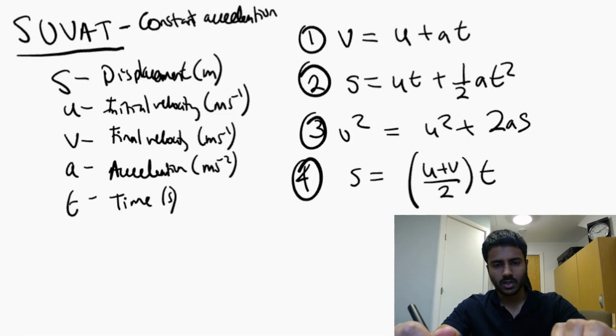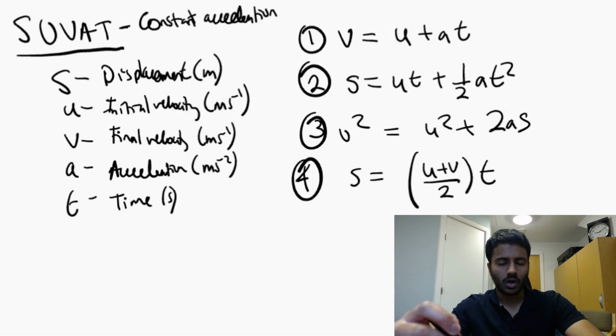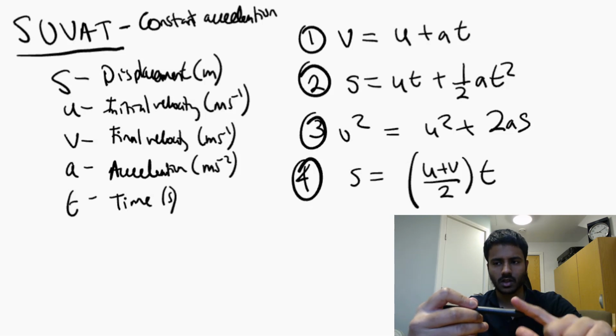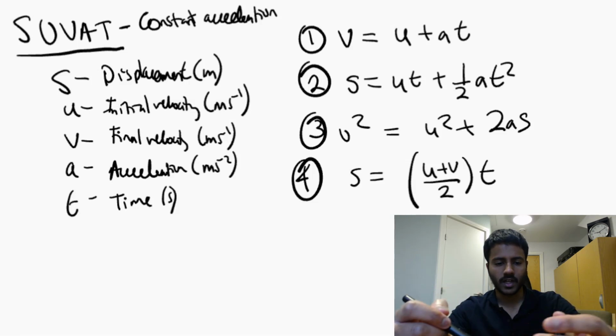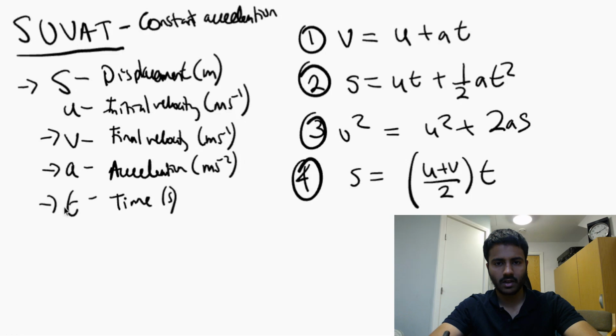The only situation where you'll have to use 2 equations is if you're asked to find displacement and you're given final velocity, acceleration, and time. This combination, where you're not given the initial velocity and you're asked to find one of these 4 variables given the other 3, almost never shows up in your paper. You can almost guarantee it won't show up. So every single equation that you need is going to be one of these 4.